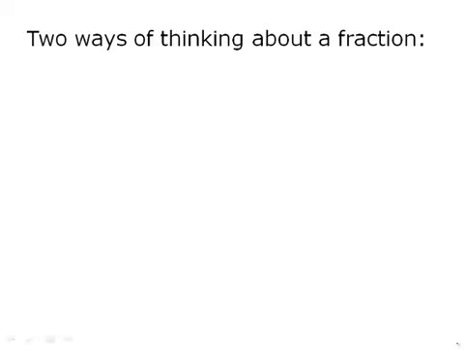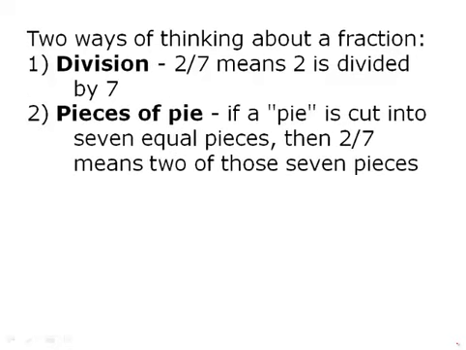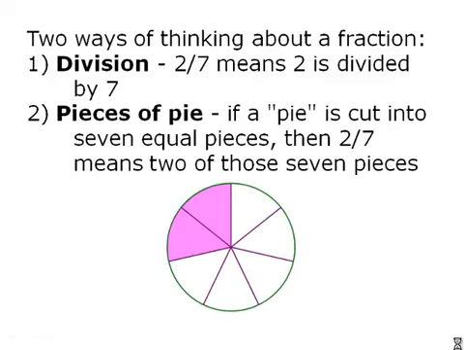Two ways of thinking about a fraction. Well, first of all, we can think of it as division. 2/7 means 2 is divided by 7, so there's an actual arithmetic operation occurring. A completely different way is pieces of pie. If a pie, a hypothetical pie, is cut into 7 equal pieces, then 2/7 means 2 of those 7 pieces. It would mean this much of the circle. So notice that the first one, you could call it an arithmetic way of thinking about fractions. The second one is more of visualization.